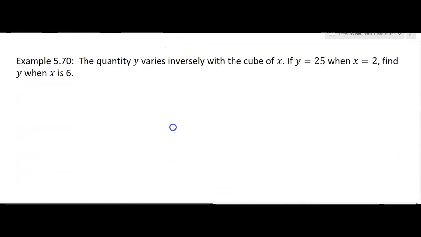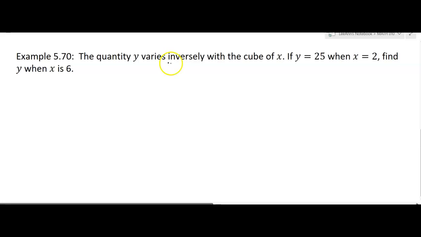We'll show you an example now. This is an inversely proportional, or varies inversely, problem. We haven't done an example of that, but if you notice, it's the exact same example, except they changed one word. It's not direct variation, but varies inversely. Okay, so we'll show you how to do that. It says the quantity y varies inversely with the cube of x. So y is equal to k over x cubed. That's the inverse variation right there. The x cubed is in the denominator. Then they say, if y is 25 when x is 2.